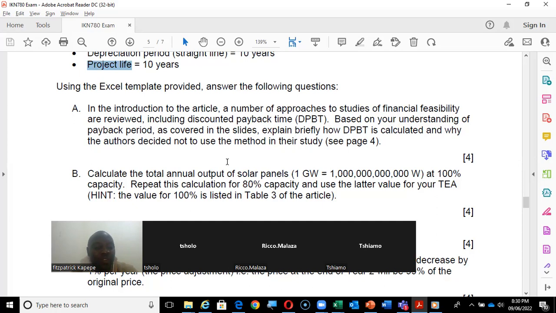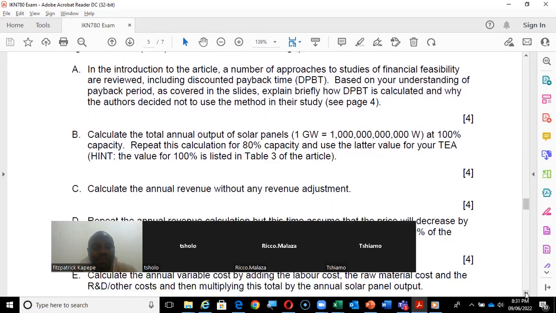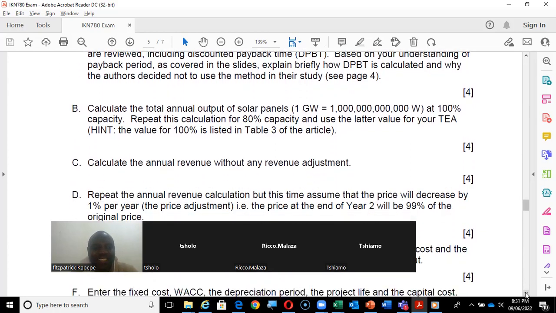And most of the stakeholders will not even understand what this discounted payback period is because it doesn't make sense. Okay. I just wanted to give my views on this.